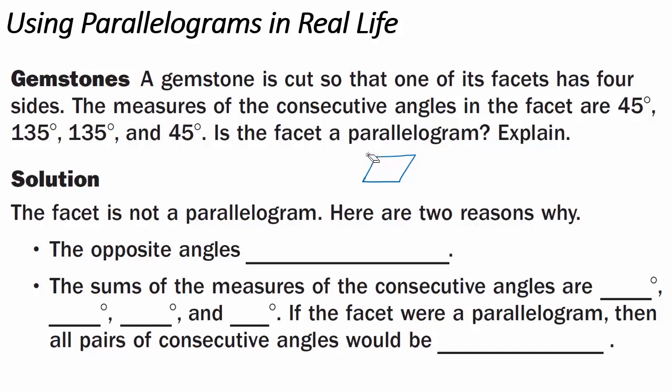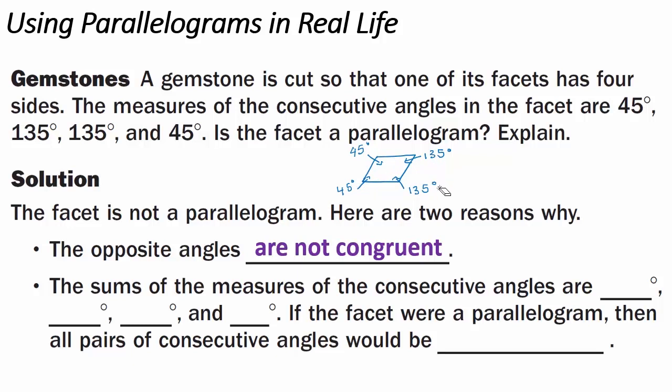So one of it is 45. The other one is 135. Right after that is 135. And then this one is 45 degrees. Well, the facet is not a parallelogram. Here are the 2 reasons why. First, the opposite angles are not congruent. So if you look at the opposite angles, this angle is 45 and this is 135. They are not congruent. Same thing over here. This is 45 and this is 135.